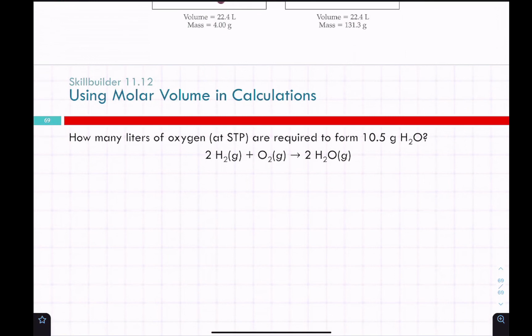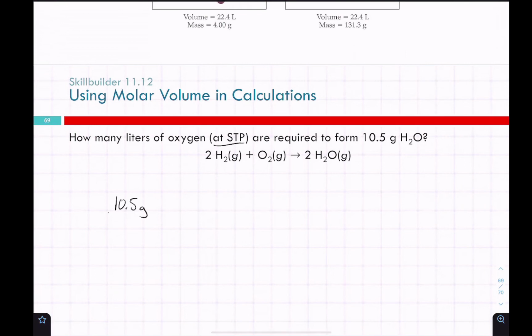So how many liters of oxygen at STP are required to form 10.5 grams of water? We're starting with grams of A. No matter how the question is worded, it will give you an actual solid quantity of one of the things. It's either going to be grams or pressure, volume, and temperature. Usually volume is the thing that determines the amount. But we have grams of water, so that's where we're going to start.